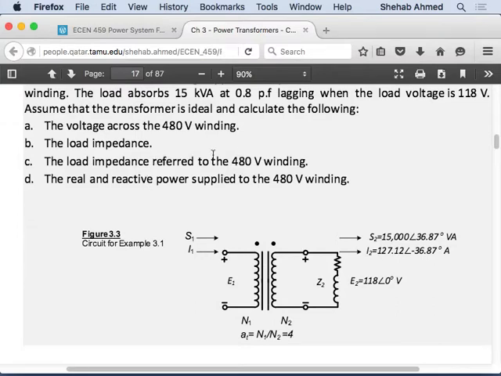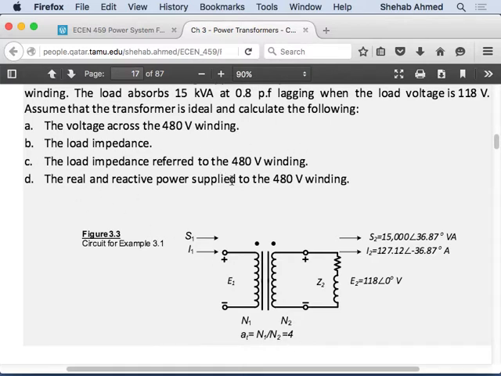So the load impedance referred to the 480 volt winding. We were able to calculate the load impedance because we have the voltage and current for this impedance here, right? So we know what this impedance value is. I can take this calculated impedance value and multiply it by 4 squared, where 4 is the turns ratio in this case. So that's what this one is.